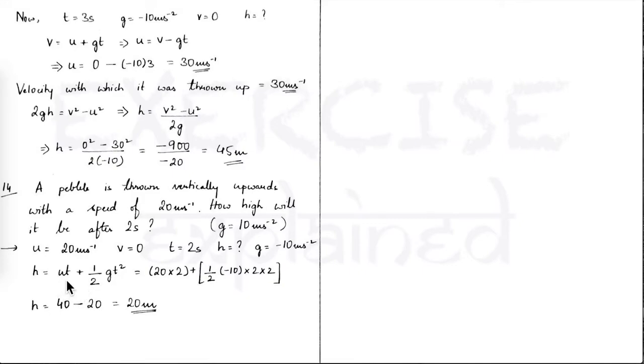So I would be using h is equal to ut plus half gt square. That happens to be u is 20 into t is 2 plus half into minus 10 into 2 into 2. So 2 and 2 cancel here. 20 into 2 is 40 and here minus comes and 10 into 2 is 20. So 40 minus 20, that is 20 meters. So it will be at a height of 20 meters after 2 seconds. It was an easy question.